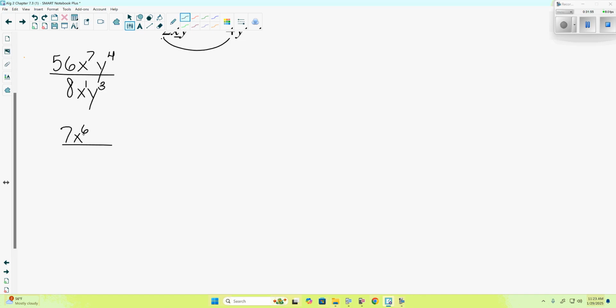That brings us to y to the 4th over y to the 3rd. Dividing like bases, we subtract the exponents. So 4 minus 3 is just 1. So y, bigger on top or bottom? Top. So it stays on top. Now since nothing was left in the bottom, the fraction is just 1. So 7 x to the 6 y is the final answer.